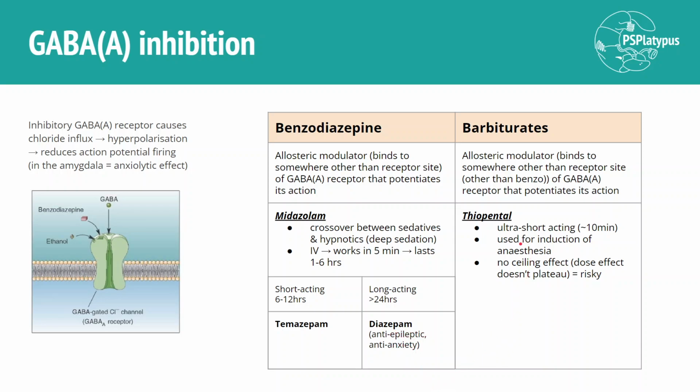Thiopentol is a barbiturate that is ultra short acting, and it is important later on when we talk about induction of anesthesia. One key characteristic is that it doesn't have a ceiling effect, meaning that it sort of has a linear dose response, and the dose effect doesn't plateau. So you have to be careful when using it.